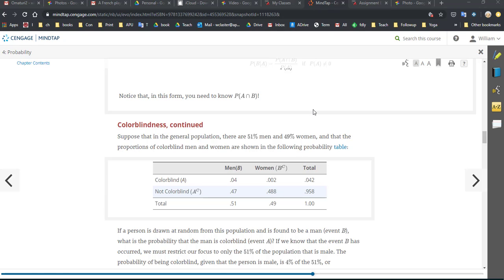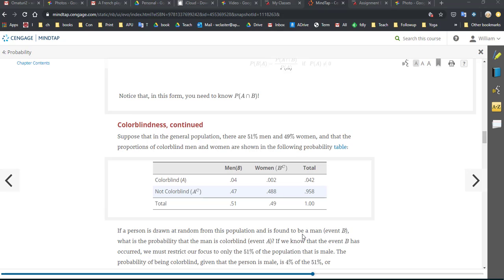Okay, let's continue with the color blindness example. So they say, suppose that in the general population, 51% are men and 49% are women, and that the proportion of color blindness between men and women are shown here. So men, 4% are colorblind, and women, 0.2% are colorblind. So we can see that if we add these two up, this is the total percentage of colorblind people in that population, and this is the percentage of non-colorblind people in that population. And here, when we add these two, we get colorblind men and non-colorblind men, we get 51%, and here we get 49% for women.